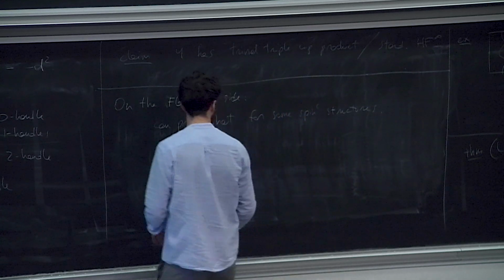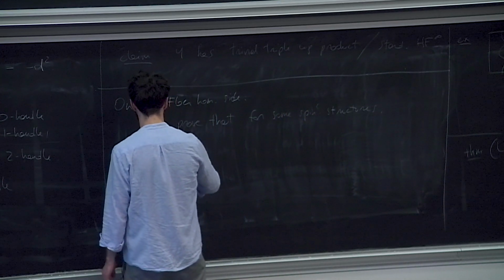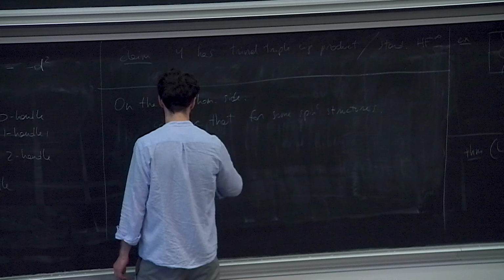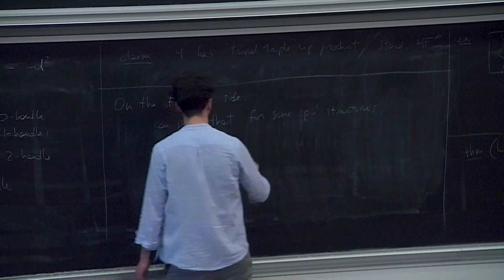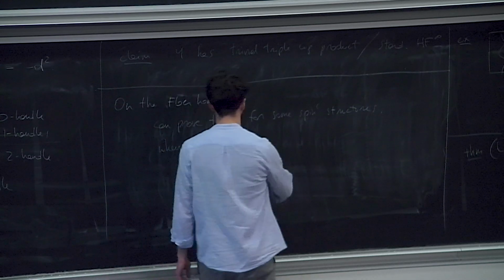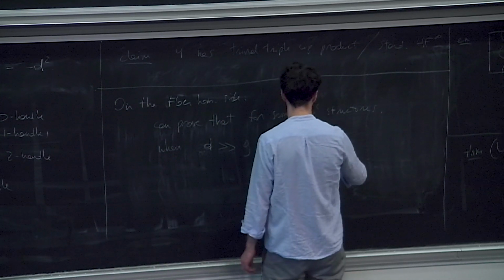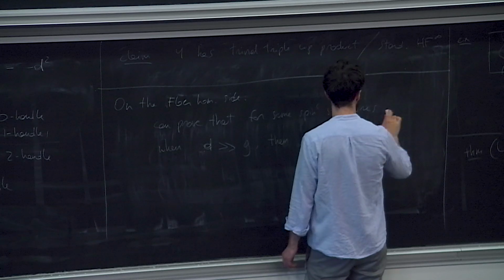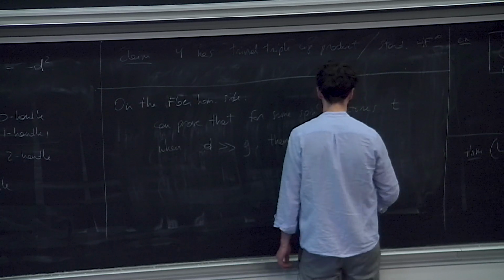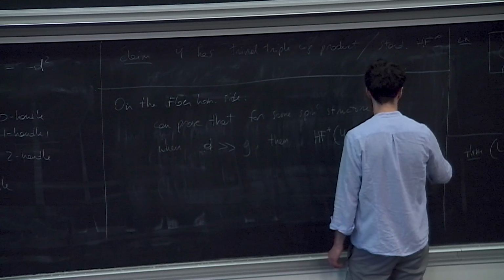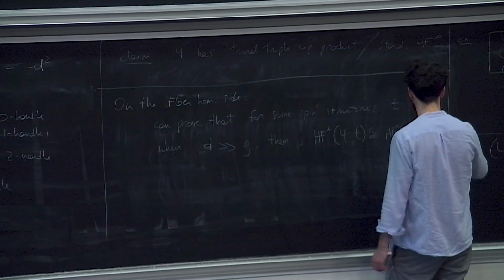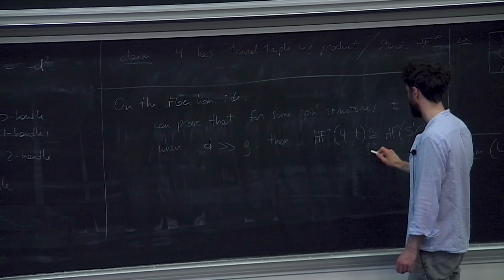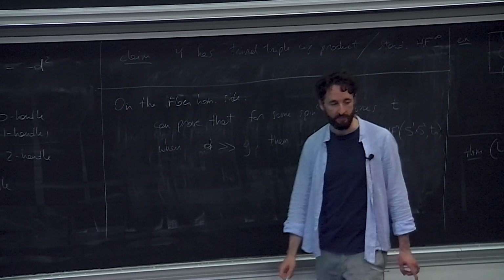and I can be more precise, and I will be perhaps more precise, when D is, let's say, sufficiently large with respect to the genus, then HF plus of Y, let's say T, is isomorphic to HF plus of S1 cross S2 in the standard spin C structure up to a shift. A shift in degree.